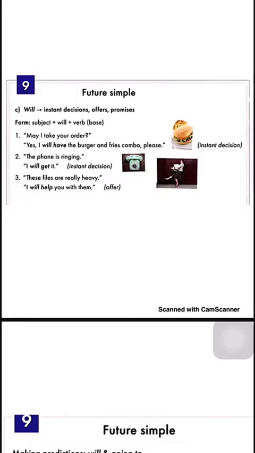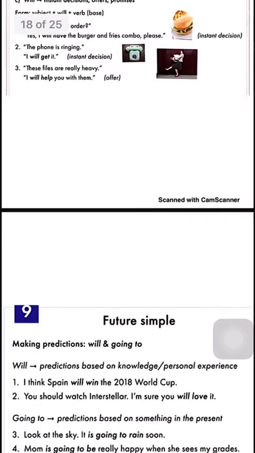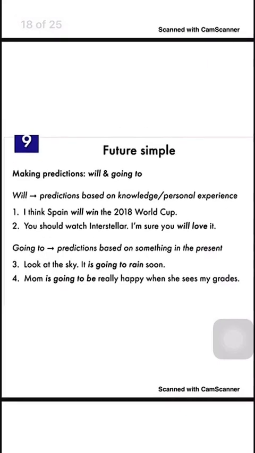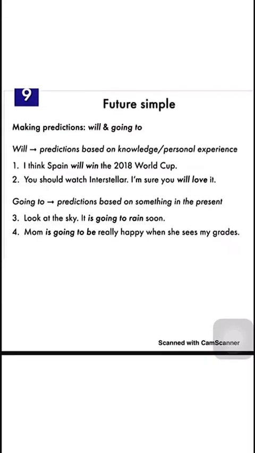Alright, so far we have talked about expressing plans and intentions with going to, fixed arrangements with the present continuous, and the three uses of will: instant decisions, offers, and promises. But there's one more future function that you need to know about. That is making predictions. To make predictions or guesses about the future, we can use both will and going to. These two forms are interchangeable for making predictions, meaning that you can choose whichever one you want.